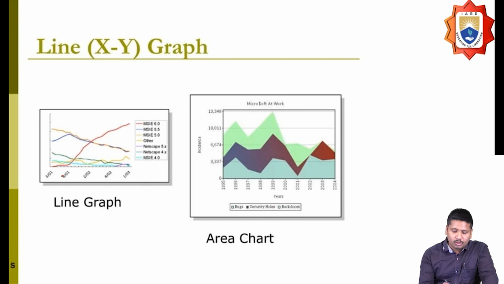Here the line graph lines change according to the particular parameter, and if I want to show the line graph in the form of an area chart, then I can shade the region that comes under this, and similarly this area. Like this I can show the area chart here.